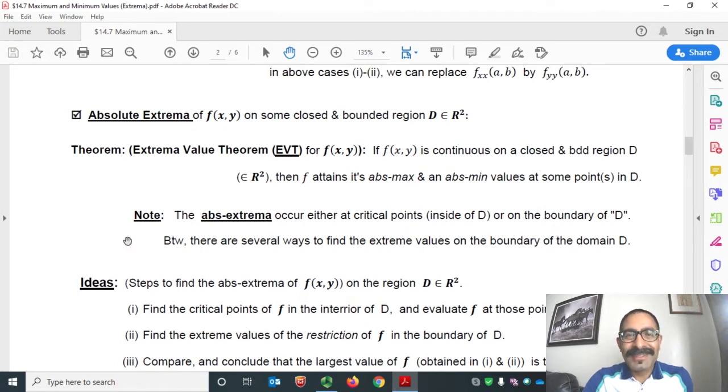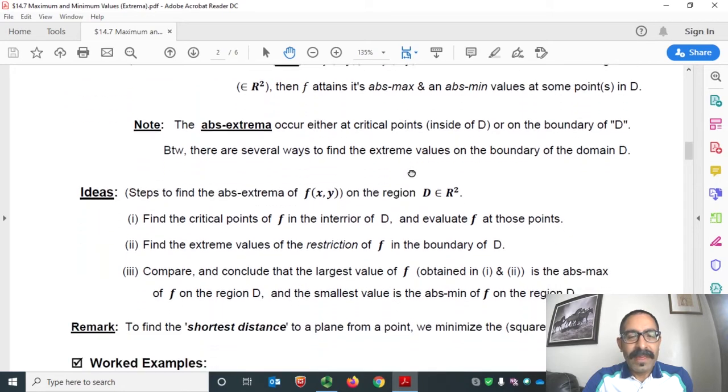Let's move on. Next note: the absolute extrema occur either at critical points, meaning inside the domain or region D, or on the boundary of the region. And by the way, there are several ways to find the extreme values on the boundary of the domain D, and sometimes it is harder to find the extreme values on the boundary.